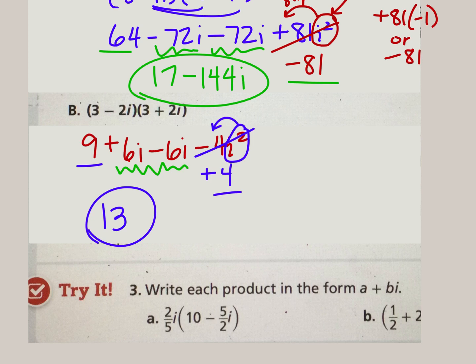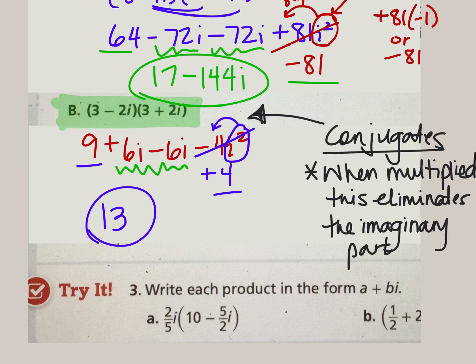Now, this question in itself is kind of important in that something is unique about it from the beginning. If you notice, these two terms are very, very similar, and they are something that we call conjugates. And from this example, we see that when we multiply conjugates, we're going to eliminate the imaginary part. And that is really important to note.